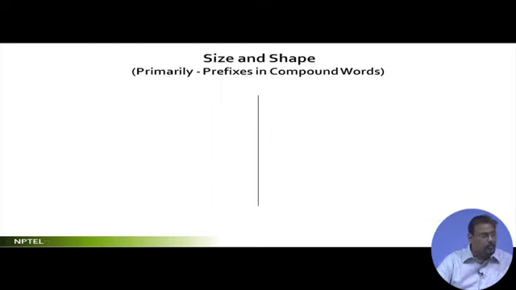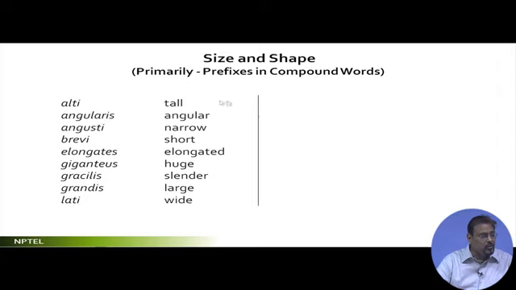Then in terms of size and shape, primarily prefixes of compound words. Alti means tall, angularis is angular, angusti is narrow, brevi is short. You remember the word brevity? Brevity means shortness, the short.